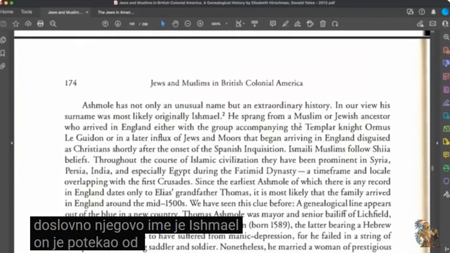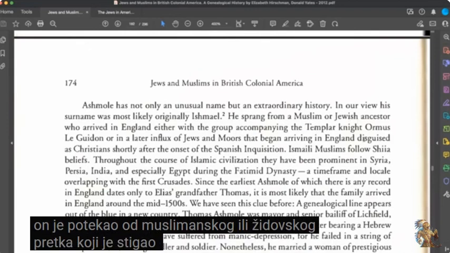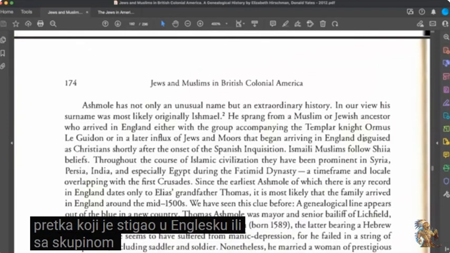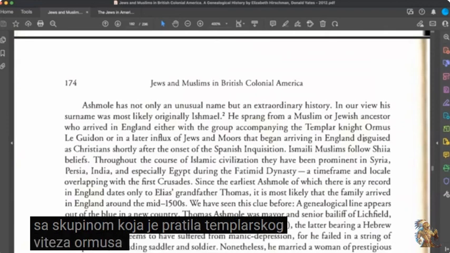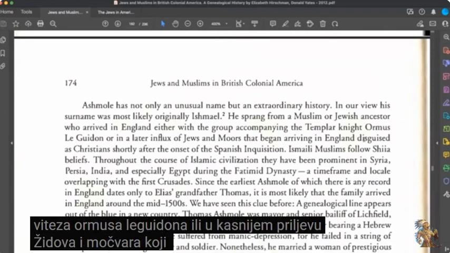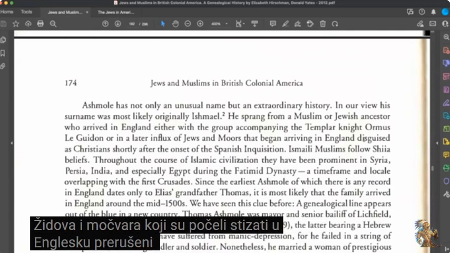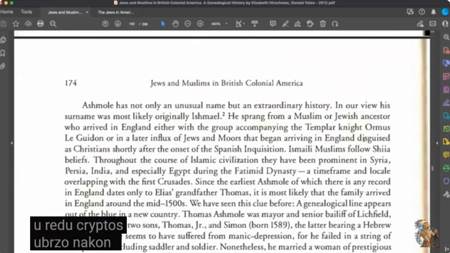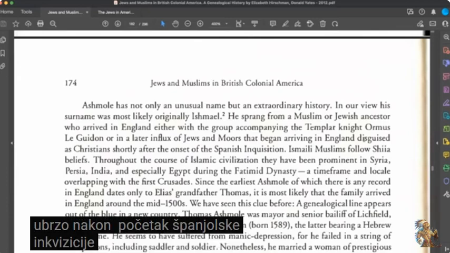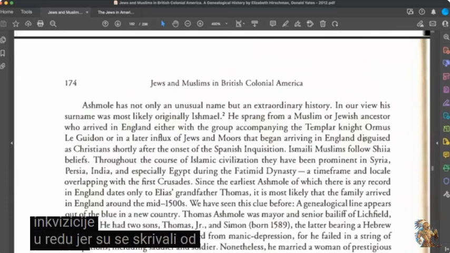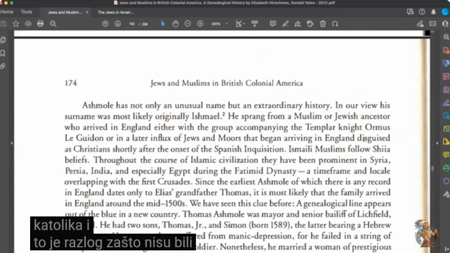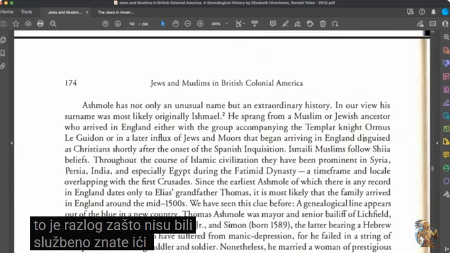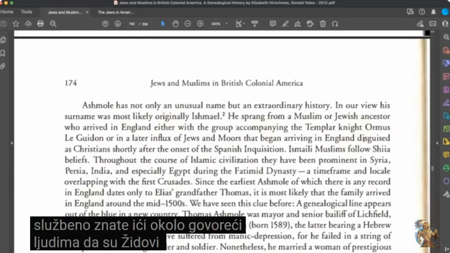He sprang from a Muslim or Jewish ancestor who arrived in England either with the group accompanying the Templar Knight Ormus Leguidon or in a later influx of Jews and Moors that began arriving in England disguised as Christians, all right, cryptos, shortly after the onset of the Spanish Inquisition, all right, because they were hiding from the Catholics. That's why they weren't officially going around telling people they were Jews and Moors.